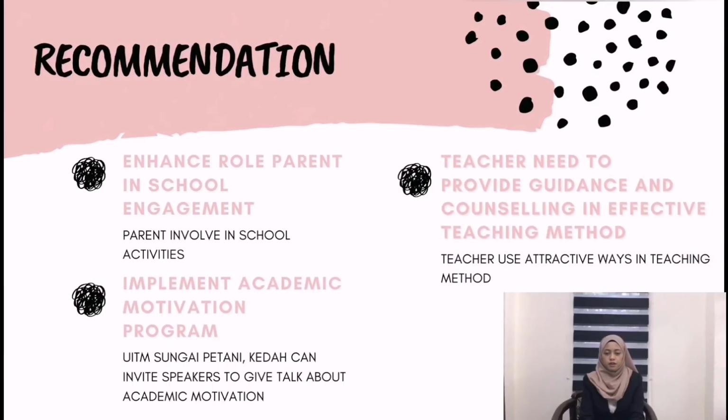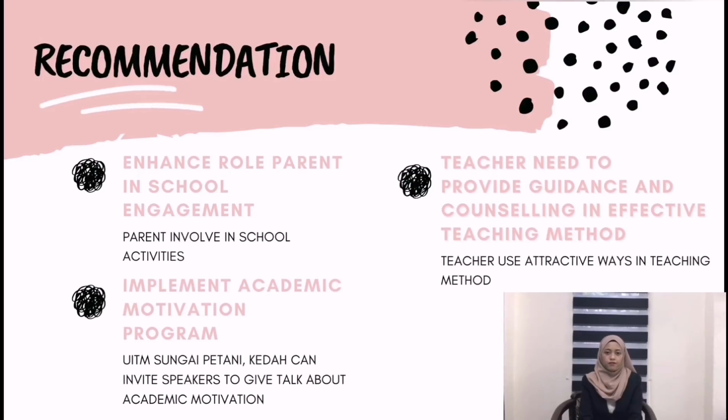This research has listed some recommendations. At first is the recommendation to the parent, whereby we want to inform the parent to get involved in the school engagement and school activities. And the second one is we want to influence the teachers to be more active or more attractive in the learning activities or learning method. And the third one is about the implementation of programs in terms of academic motivation. A school or education institution needs to invite outsiders to give a speech about academic motivation.